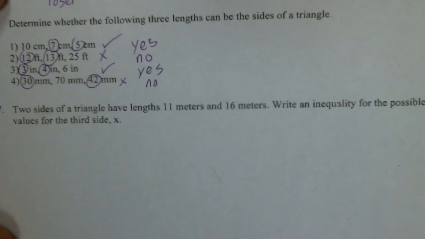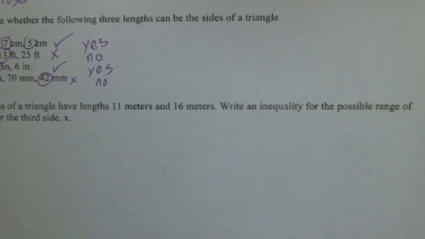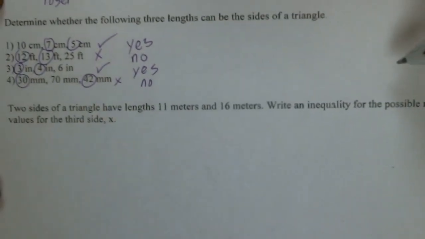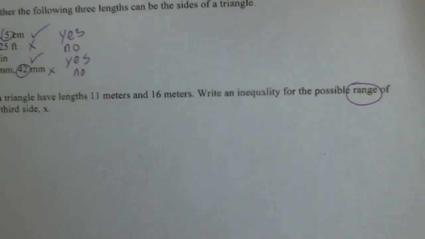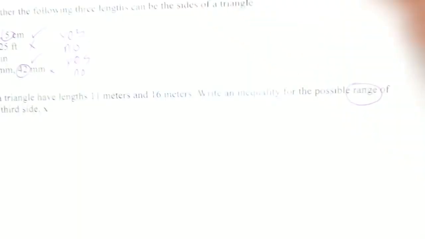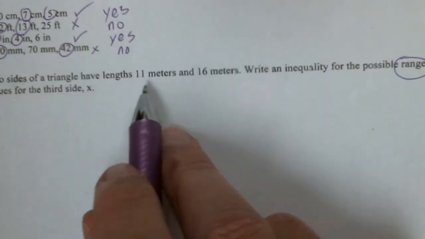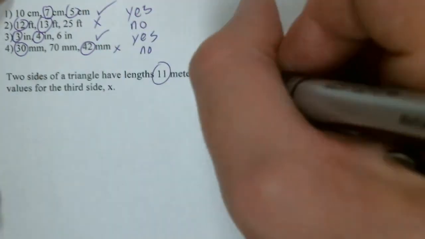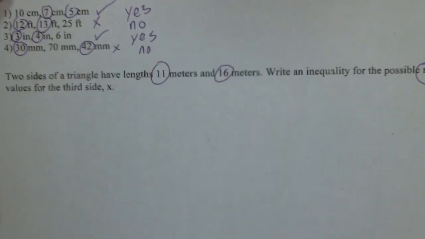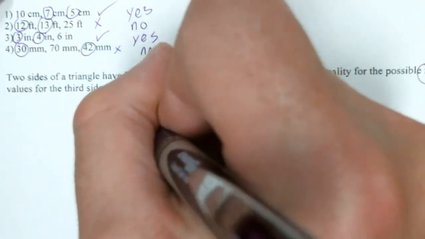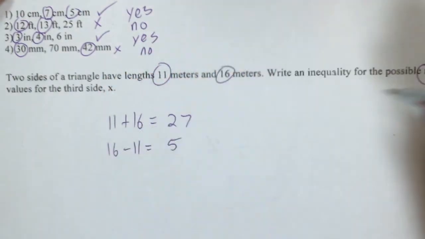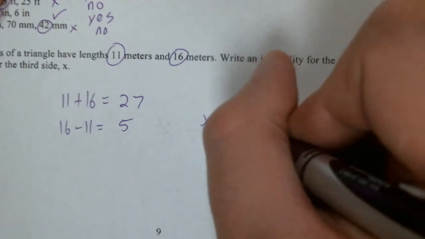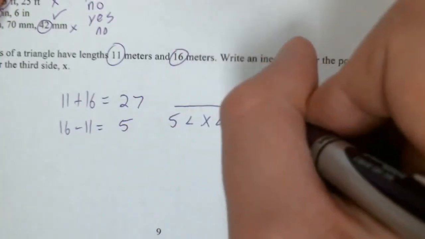Okay, two sides of a triangle have lengths of 11 and 16. Write an inequality for the possible range of values. So when you see this word from the chapter 4 stuff, range, you're going to have two inequalities. You're going to have x sit in the middle of two numbers. If you remember the little trick, all you got to do is add the two numbers to get the high end and subtract the two numbers to get the low end. 11 plus 16 is 27. 16 minus 11 is 5. So x has to be less than 27, and x has got to be greater than 5.